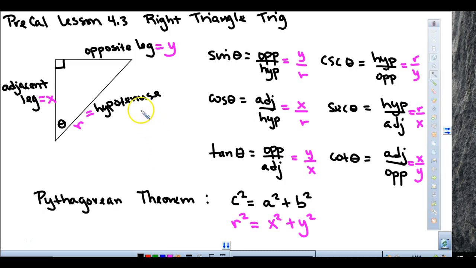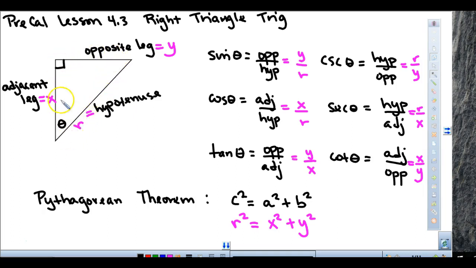Hello again, this is PreCal Lesson 4.3, Right Triangle Trig. We're going to see how the right triangle trig correlates to the circle trig today. So we're still talking about sine, cosine, and tangent, and their inverses, cosecant, secant, and cotangent.